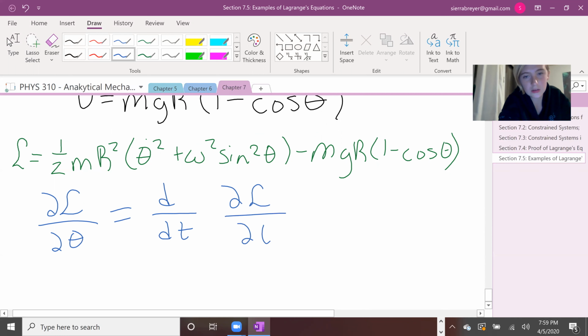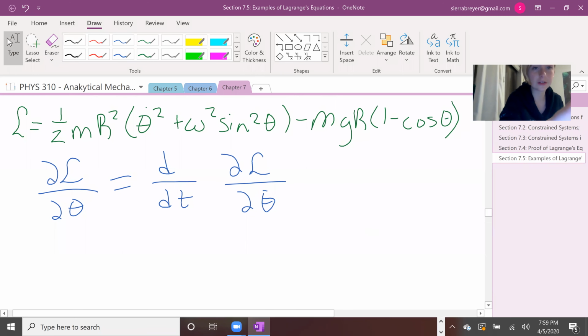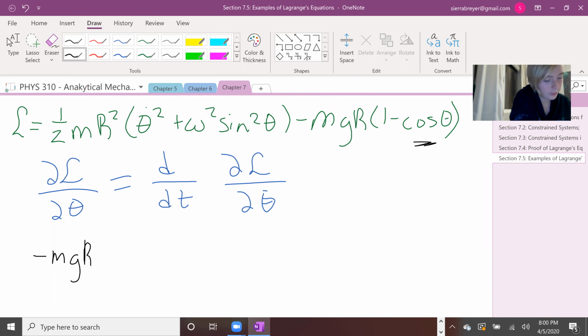So that's our cute little Euler-Lagrange equation. And we're just gonna plug and chug, y'all. All right, let's take that derivative with respect to theta. So we're just gonna be left with this part. So negative mg r, but then it's theta inside there. So we're gonna end up with positive.